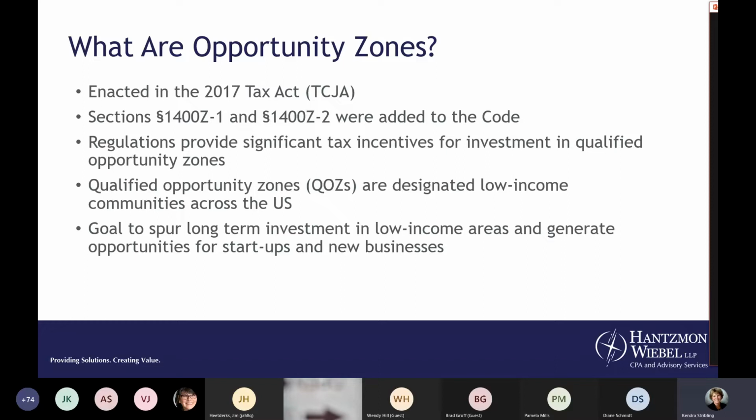Opportunity zone regulations were enacted in the 2017 Tax Act. Sections 1400Z-1 and 1400Z-2 were added to the code and provide significant tax incentives for investment in qualified opportunity zones. Qualified opportunity zones are designated low-income communities in each state and territory of the United States. The goal was to spur long-term investment in these low-income areas and to generate opportunities for startups and new businesses.